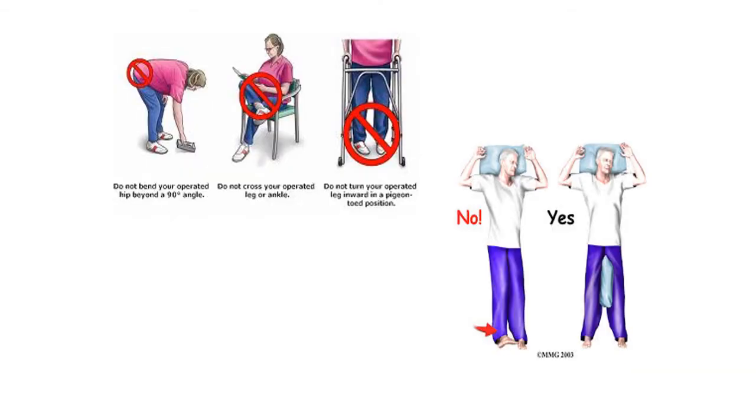These are some of the pictures showing what is a no. Look at the first picture. Do not bend down your operated hip beyond 90-degree angle. Do not cross your operated leg or ankle. Do not turn your operated leg inward.